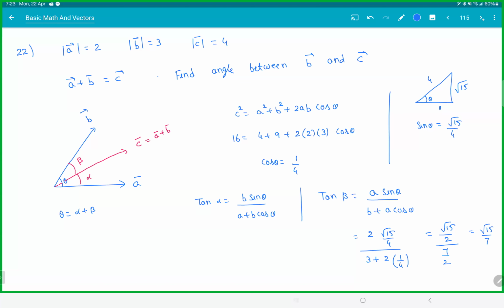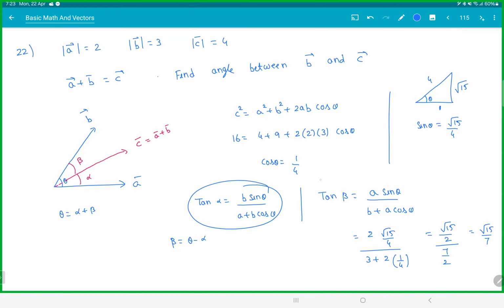Is this logic clear, everyone? Or you could have found alpha and you could have said beta is theta minus alpha also. But the problem is, you have to always look at the options. If the options are in terms of theta minus alpha, then fine. But most of the time, options will be given in terms of tan inverse. So then this is the way to do it.